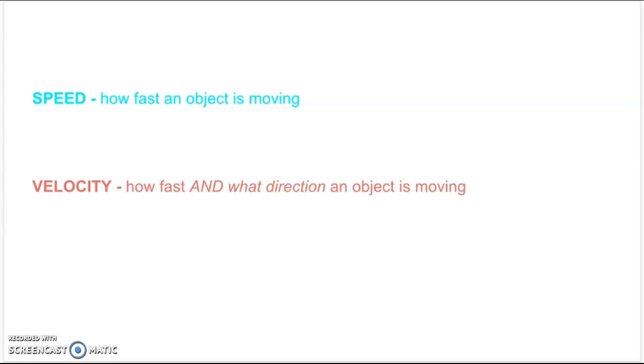So for example, you could be going 2 kilometers per hour north, 2 kilometers per hour to the right, negative 2 kilometers per hour, 2 kilometers per hour in the negative direction.